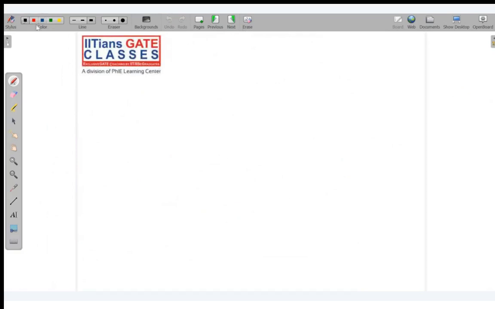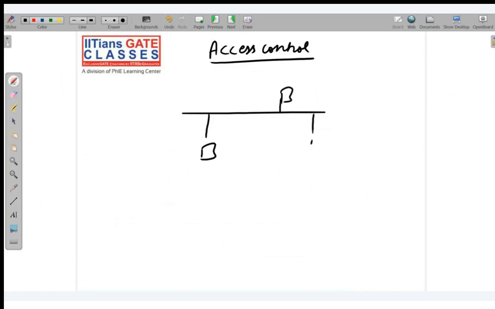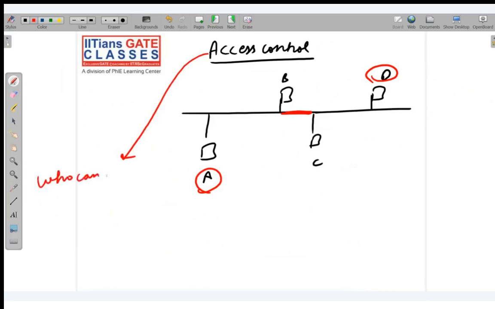Okay. So next is access control. Access control means who can access the shared channel when. For example, computers are connected like this in a bus topology, A, B, C, D. When B and C are communicating, then A and D cannot communicate. Why? Because they have to access the shared channel. If they try to communicate, then data will collide, and that will create a problem. So access control means who can access the shared channel when. That is the basic meaning of access control.